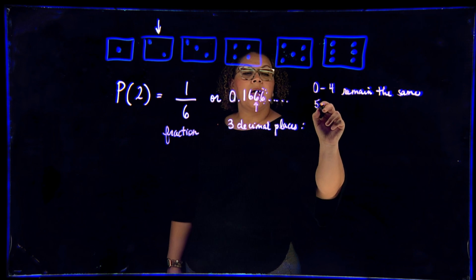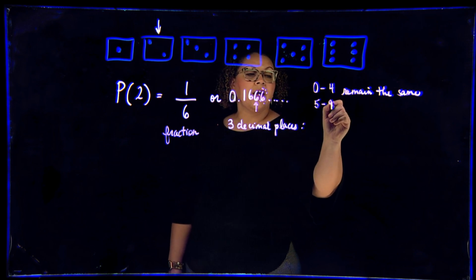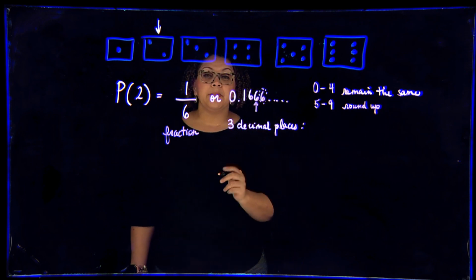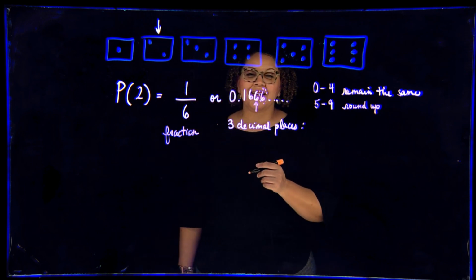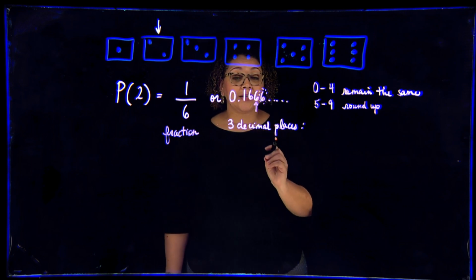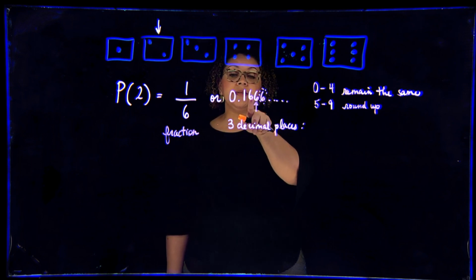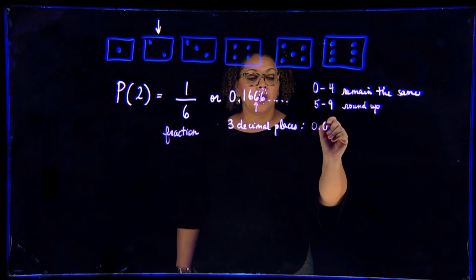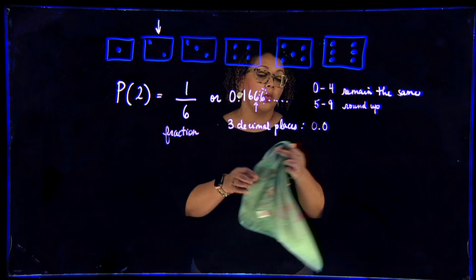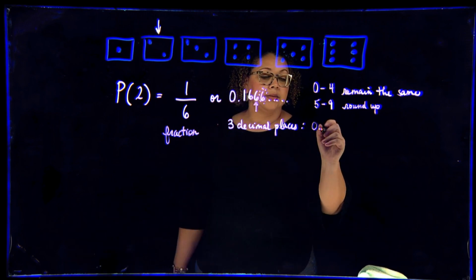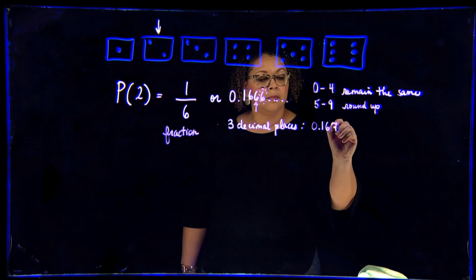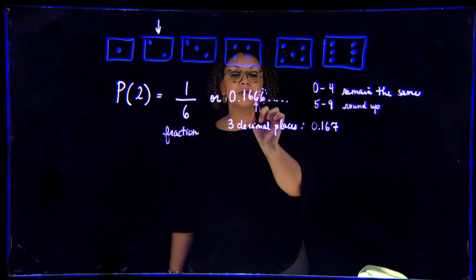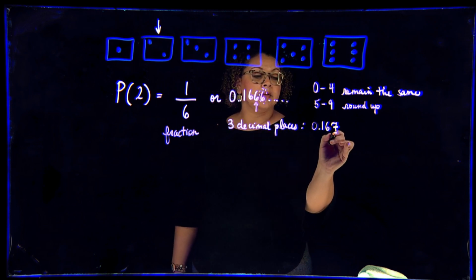But if the digit behind the place value in question is 5 to 9, you're going to round up. And be careful with your rounding in this assignment because we want you to round correctly. So this number, 0.166, where the 6's are repeating, has to be rounded to 0.167. Because again, the number behind it is a 6, so this must be rounded up to a 7.